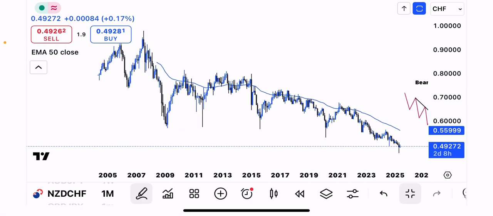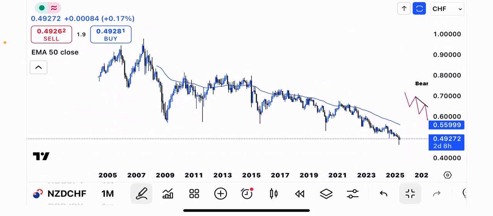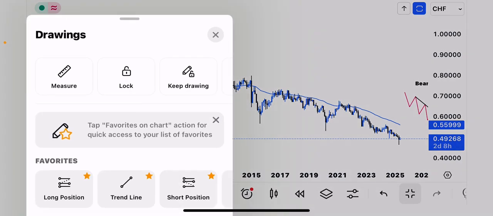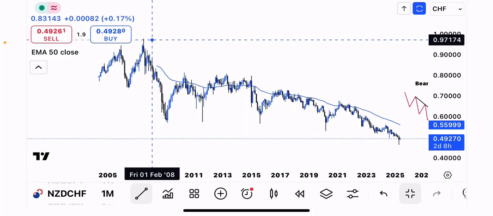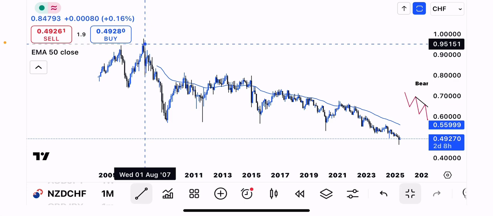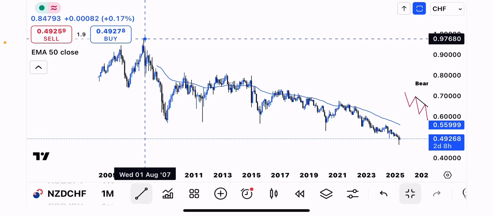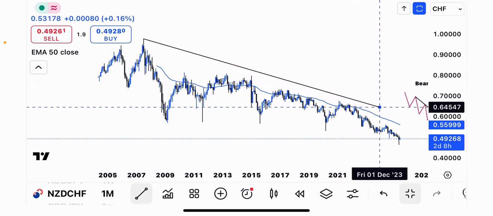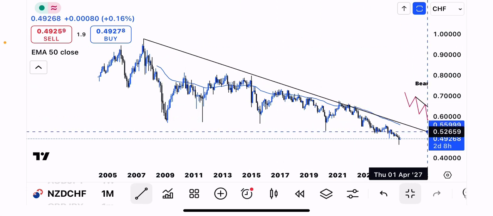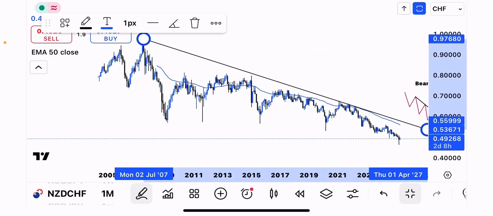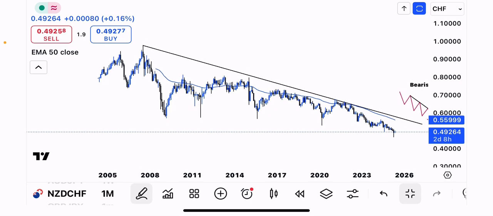Looking at this, it is a monthly time frame on the NZD-CHF. Just by the look of it, you can see that this is a downtrend because price is just going downward. So first you draw a trend line from the tip. Most people draw their trend line starting from the body of the candle, but I prefer to draw mine from the tip of the wick. Just drag it down.